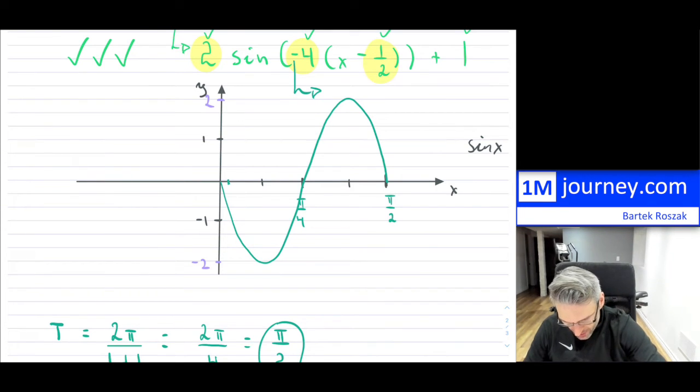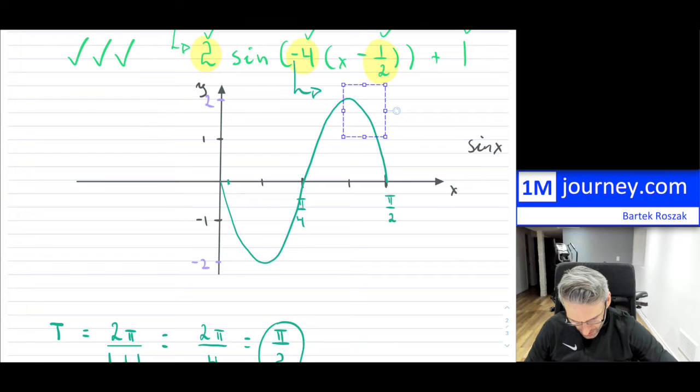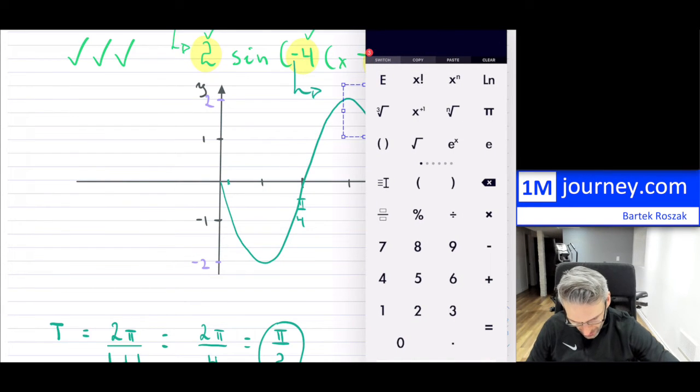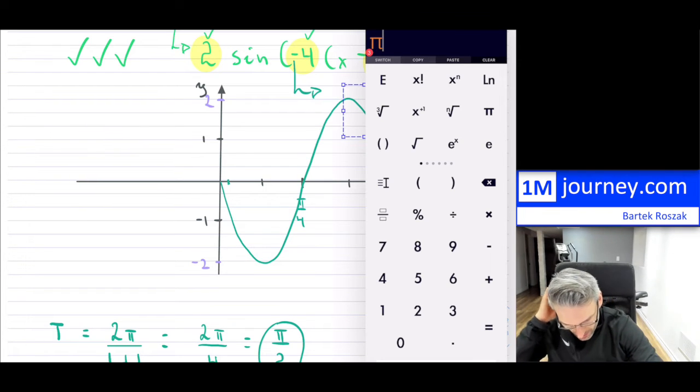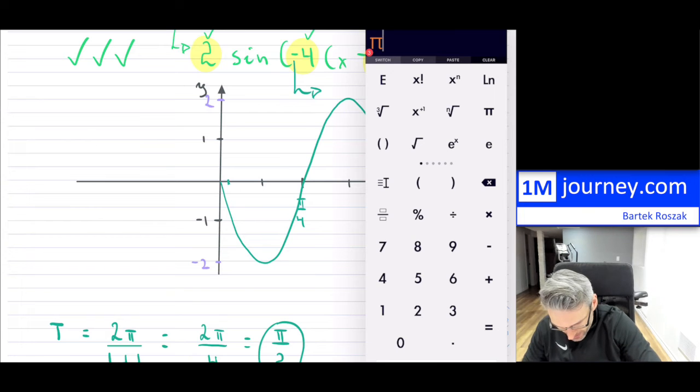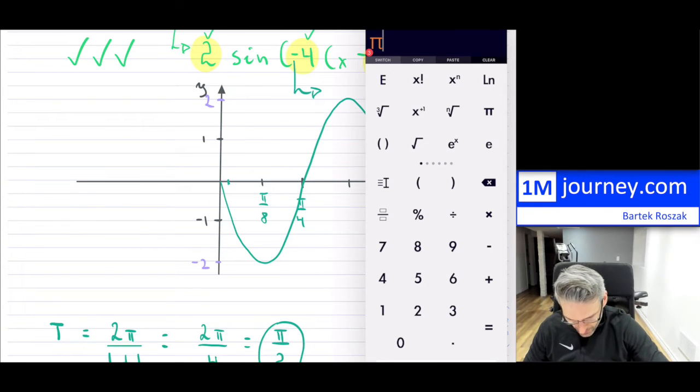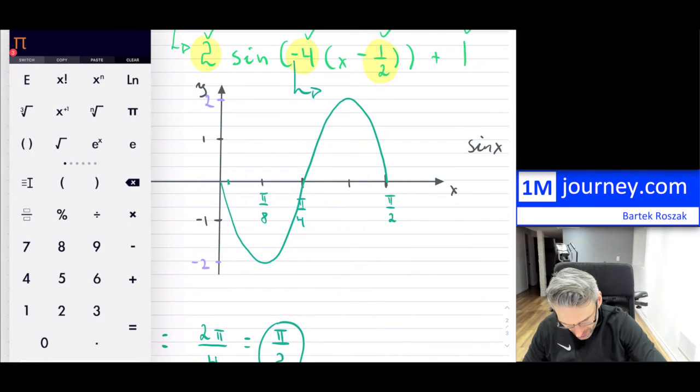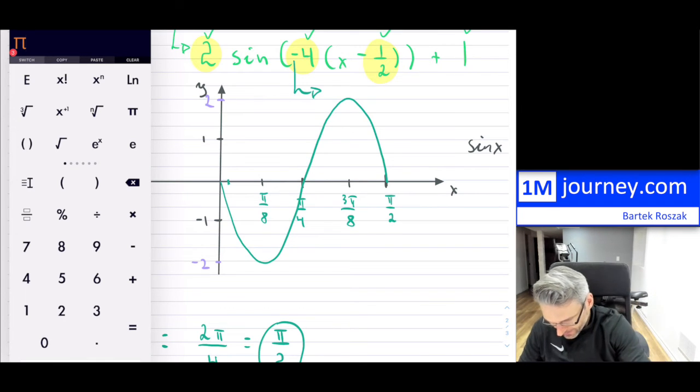So if I take this whole thing, I'm going to shift it by a half. Let's see what this will be, because we had pi over 4, and this is going to be divided by 2, so this is pi over 8 right here, pi over 8 right here, and then I think this is going to be 3 pi over 8 right there.